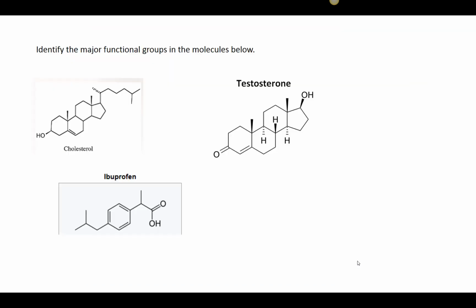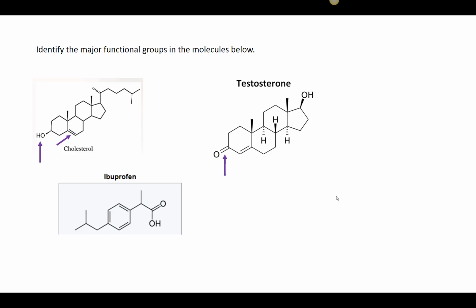So let's look at a couple of examples. Let's identify the major functional groups in several common molecules. For example, cholesterol. We've all heard of cholesterol. So in cholesterol, we see that there's an OH, so that would be an alcohol. Something in the name tells us alcohol: cholesterol, OL. So sometimes the name will give us a little bit of a hint of what functional group is in there. And then we can see that there's a carbon-carbon double bond, or an alkene.